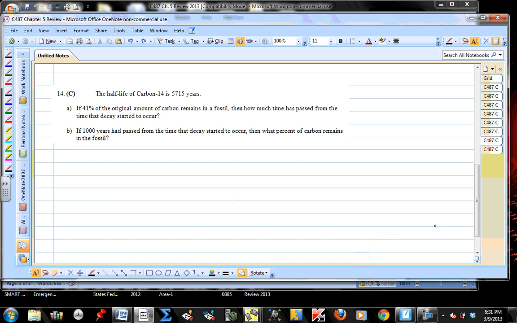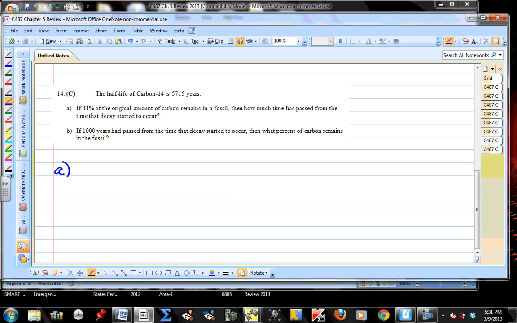All right, problem number 14, last problem of our review packet. It says the half-life of carbon-14 is 5,715 years. If 41% of the original amount of carbon remains in a fossil, then how much time has passed from the time that decay started to occur? Well, this is one of those good, fun, thought-provoking challenge problems that you guys enjoy doing.